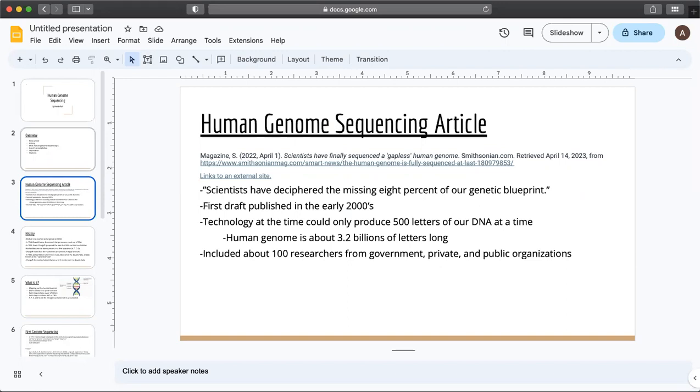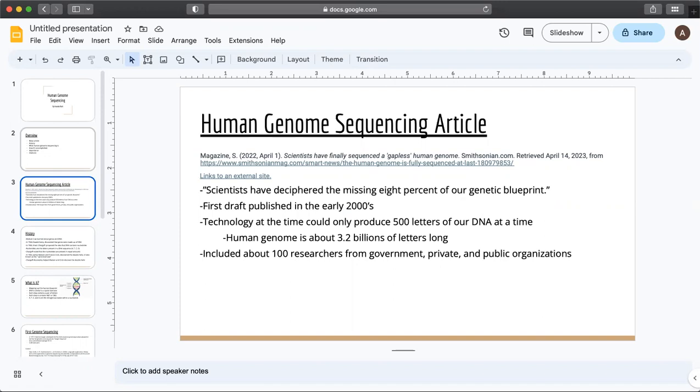The link is provided there at the top. If you'd like to click on it and read about it, it is pretty interesting. But just an overview of it is scientists have deciphered the missing 8% of our genetic blueprint. That's a huge feat for us because now we can use it for other things in science that we'll discuss later on in this presentation.